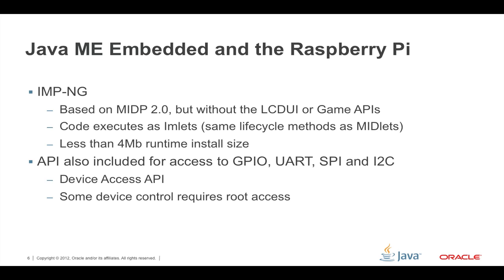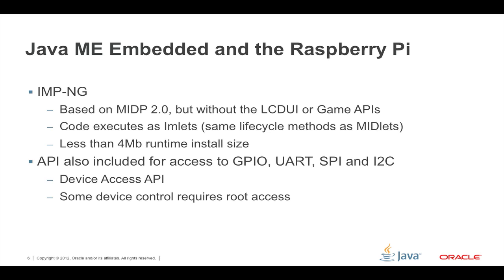In terms of executing the code, you use a thing called an emulator, which uses the same lifecycle methods as midlets. You have the ability to start an application, so you can set up what you want to do when it starts. There's the ability to handle things when the application pauses, and then there's also the capability to handle what the application does when it is destroyed and finishes. All of this runs in less than 4 megabytes of runtime on the Raspberry Pi.